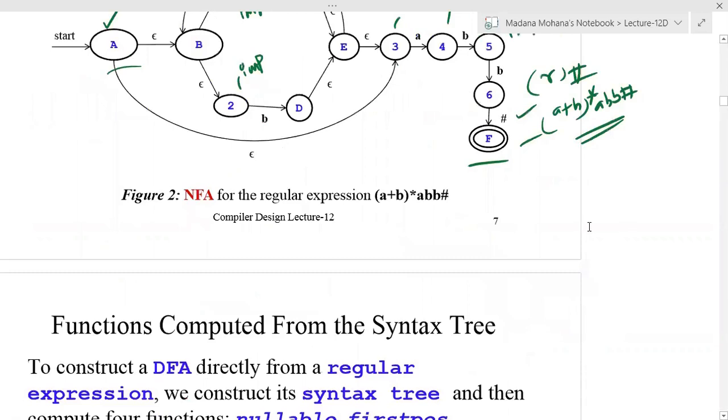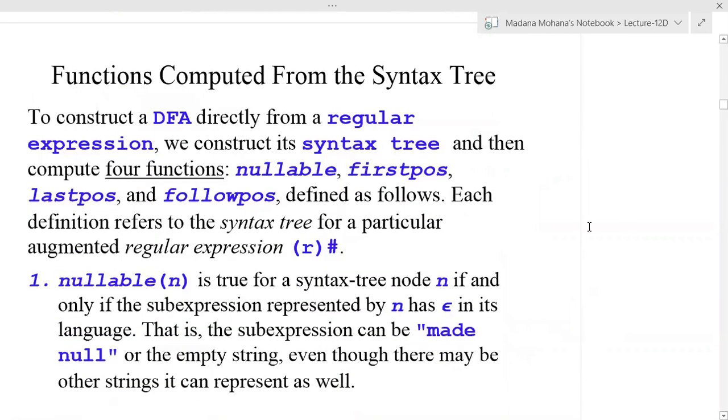Now, let us move to the next concept: functions computed from the syntax tree. In the above syntax tree, we'll compute various functions. To construct a DFA directly from a regular expression, we'll construct its syntax tree first and then compute 4 functions: nullable, first position, last position, and follow position, defined as follows. Each definition refers to the syntax tree for a particular augmented regular expression ending with hash. So these functions can be computed from the syntax tree only.